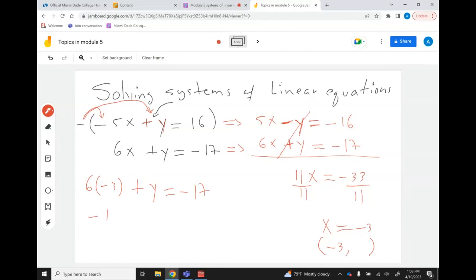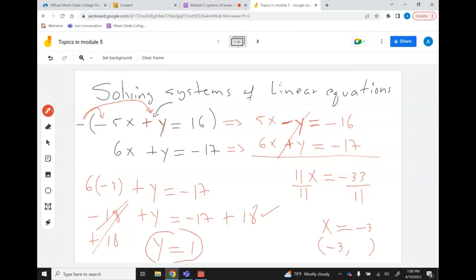So this gives you -18 plus y. Add the 18 here, so I just added it here. So that cancels. And I also added it on the other side. So the y value is just 1.